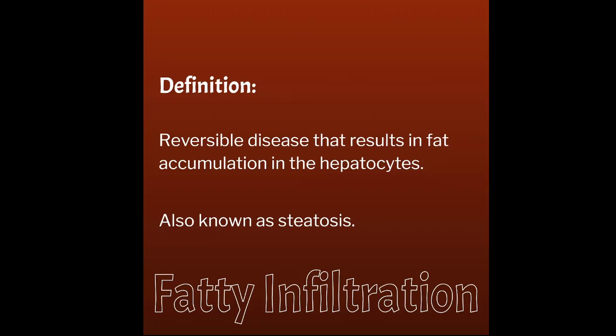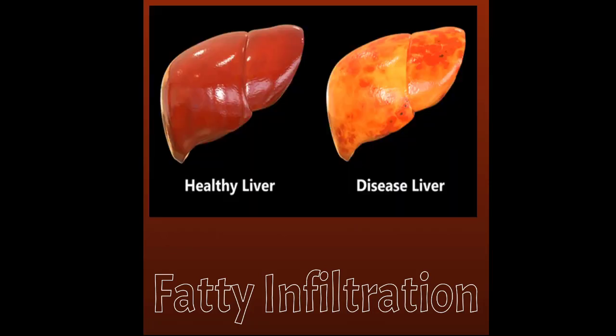So the hepatocytes, remember, are the liver cells, the functional part of the liver, and there's already maybe a little bit of fat in there. But with fatty infiltration, that fat accumulation becomes very abundant. And when we have too much fat within our cells, it makes the cell not work as well. So fatty infiltration can affect how the liver operates. Now, fatty infiltration is also known as steatosis.